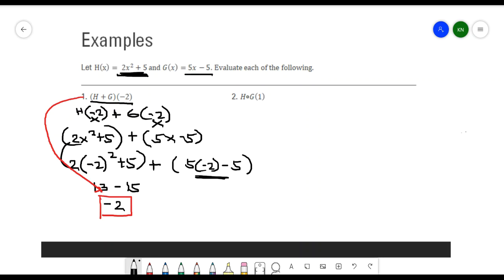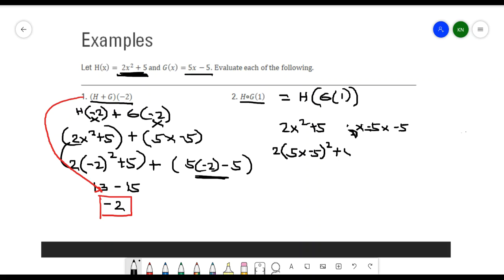Now let's try to solve number 2, which is the composition of h with g of 1. So meaning to say, we are looking for h of g of 1 from here. So since our h is equivalent to 2x squared plus 5, our x should be substituted by the value 5x minus 5. So this should be our x. So we have 2 times 5x minus 5 squared plus 5. Expanding this, we have 2 times 25x squared minus 2 times 5, that is equivalent to 50x, and the square of negative 5, that is positive 25, and plus 5.